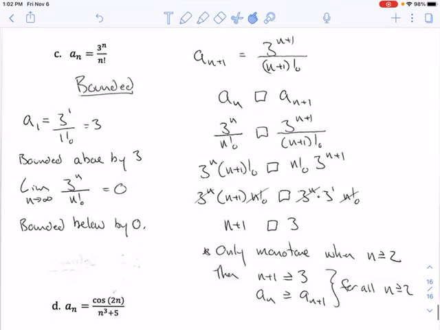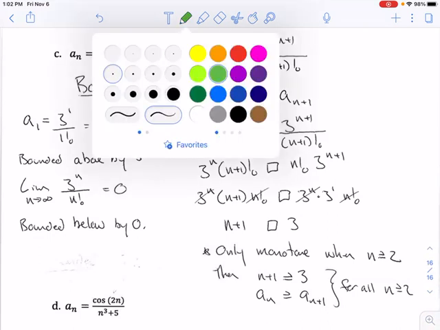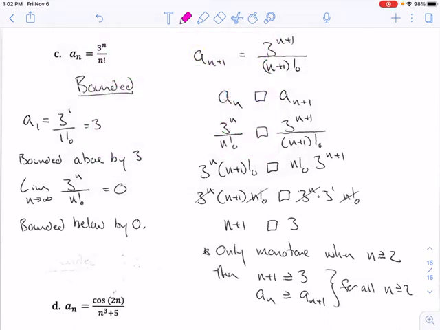3 to the n over n factorial. So, how do we determine if this is bounded? Again, I like to start by plugging in a sub 1. That's the smallest value that I'm ever going to have for my n. And so I end up with 3.